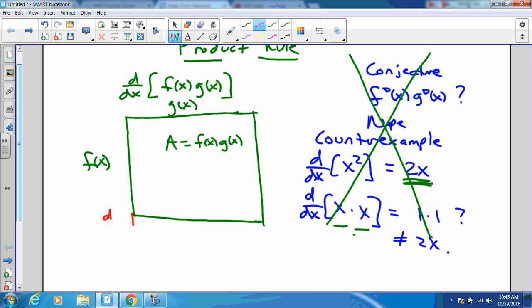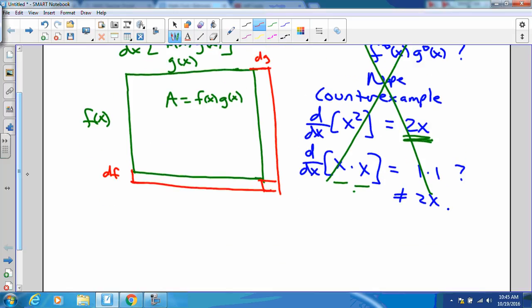So let's let f change by a little bit, df, right here. And let's also let the width g change by a little bit, dg, right here. So that when f and g change, what I end up with is now a new rectangle whose area, in this case, is a little bit larger.